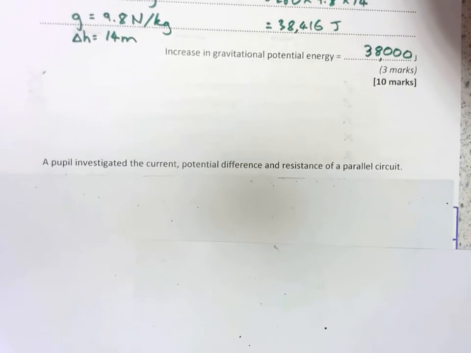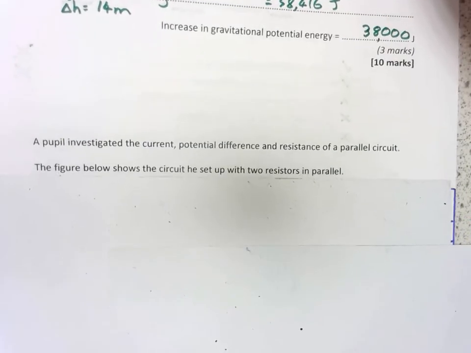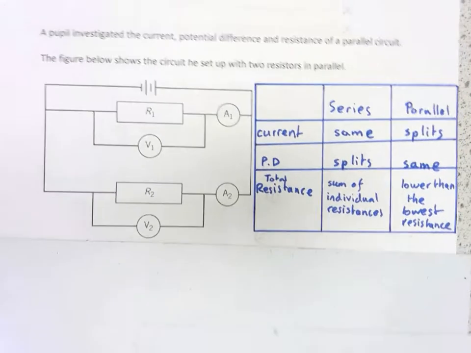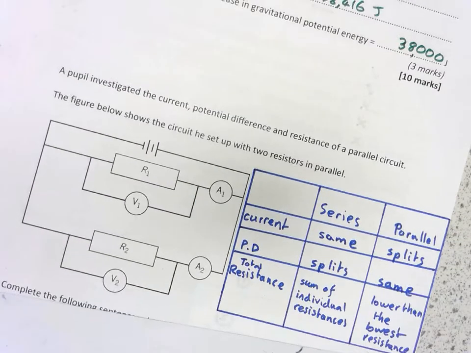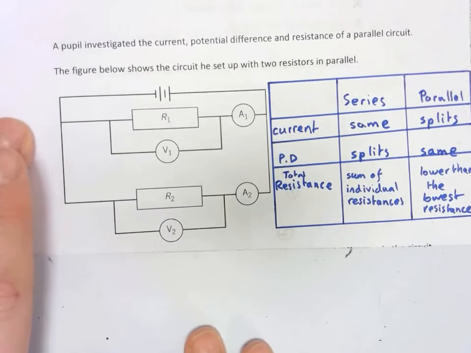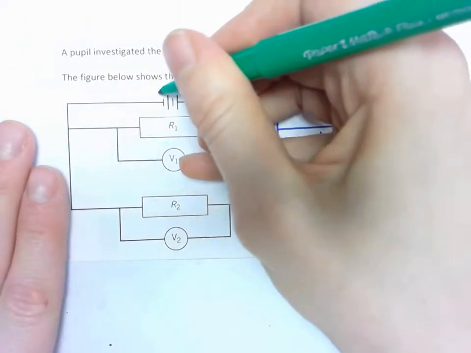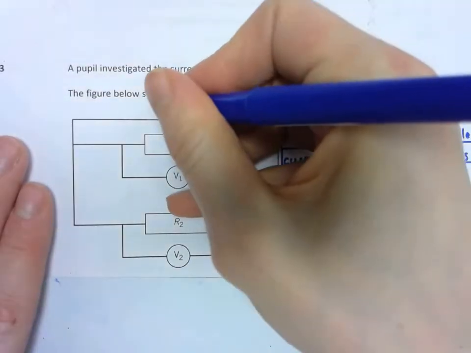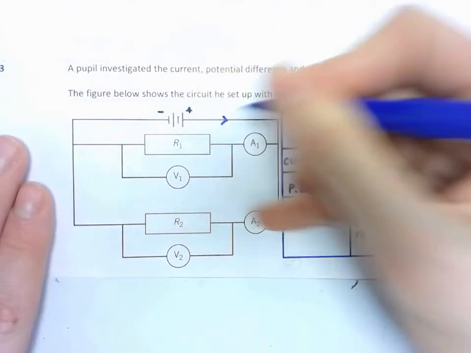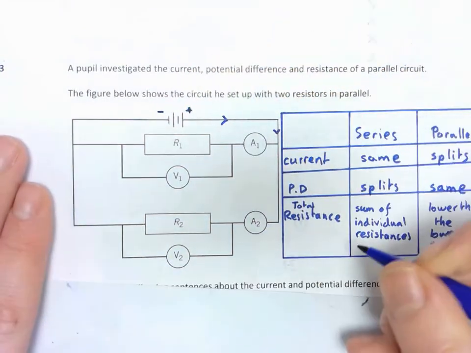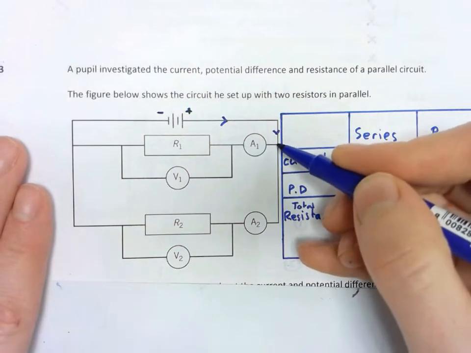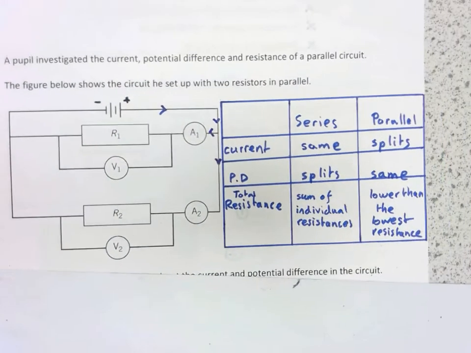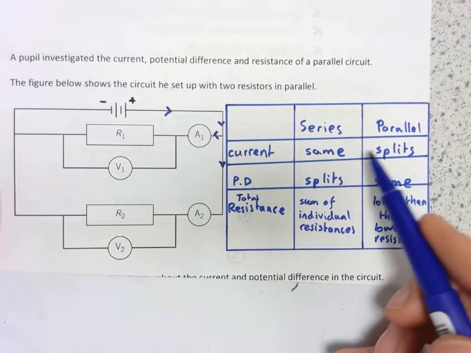Okay, next question then. People investigated the current, potential difference and resistance of a parallel circuit. They've got two resistors in parallel. So I've got my cell, and I'll do this as annotations actually, current flowing. At this junction, the current is going to split, and you can remember that the current splits in parallel.